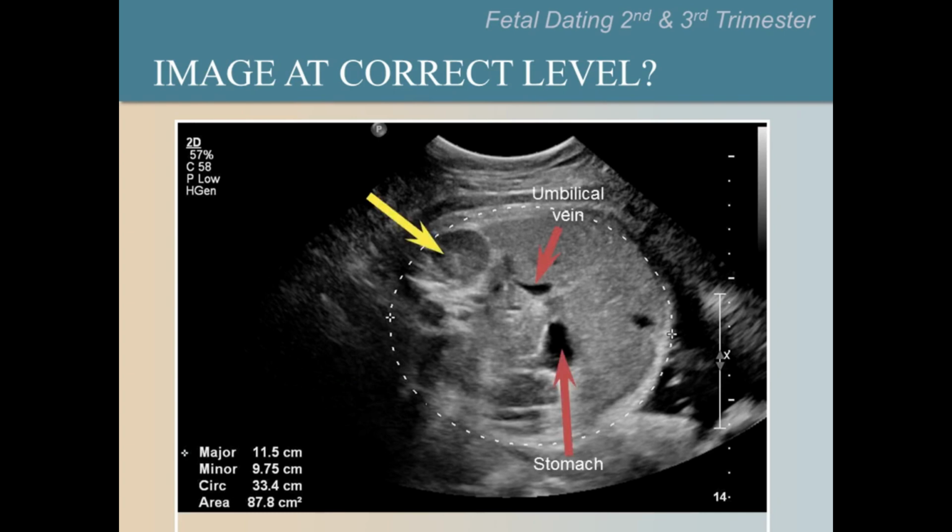We have now labeled the structures, but what is this? The answer is that this is a kidney, which means that this is the wrong level to measure the abdominal circumference.